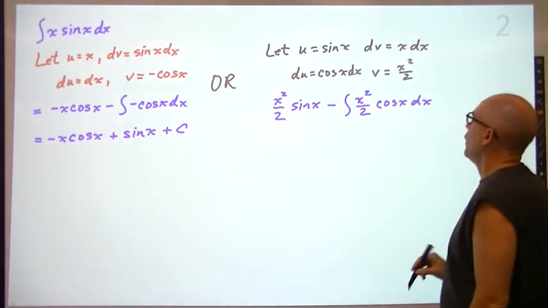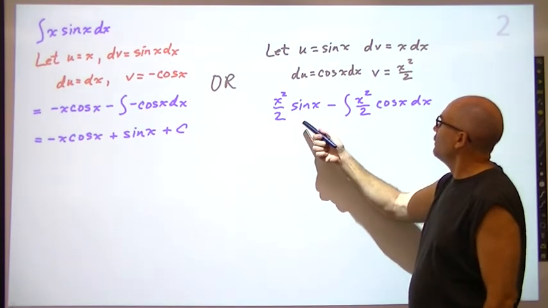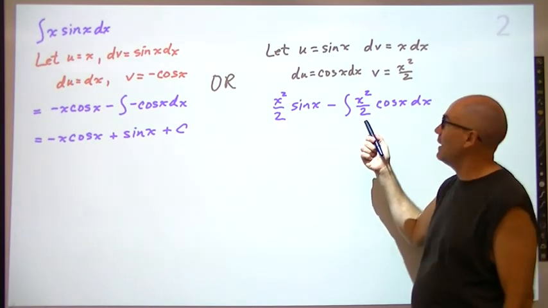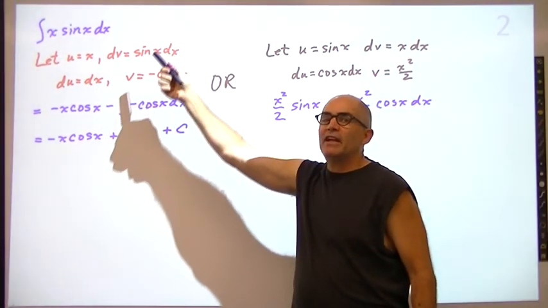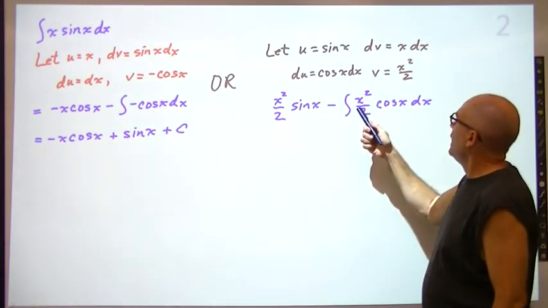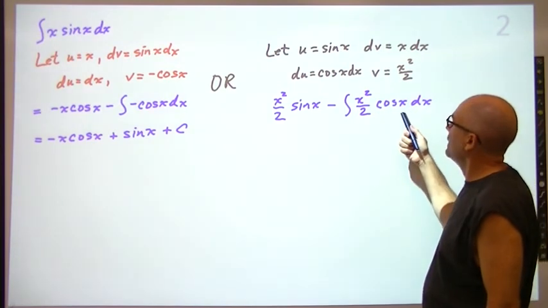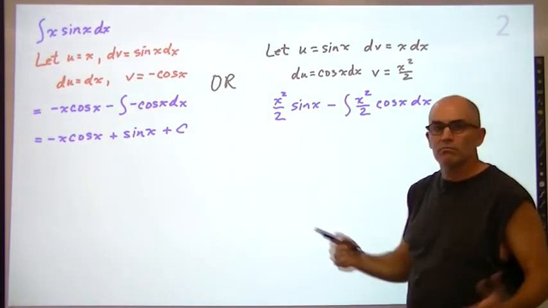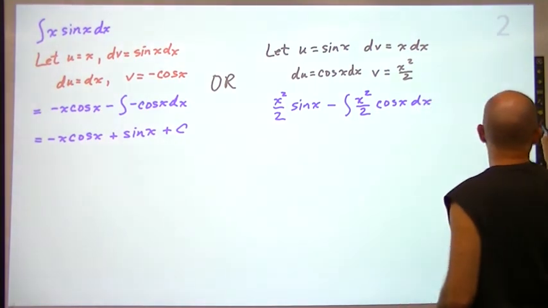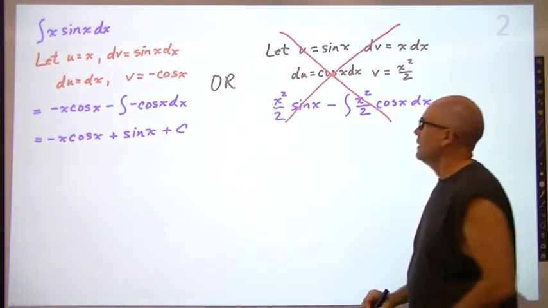All right, now notice what happened here. When I went uv minus v du, it ended up being more complicated. See, the whole point of this is to make your integral simpler. But when the integral of v du is more complicated than the original integral, it went the wrong way. We don't do it that way. So that's it, game over.